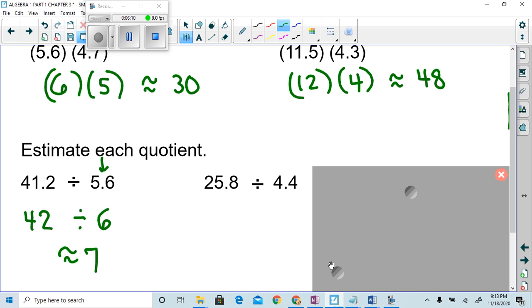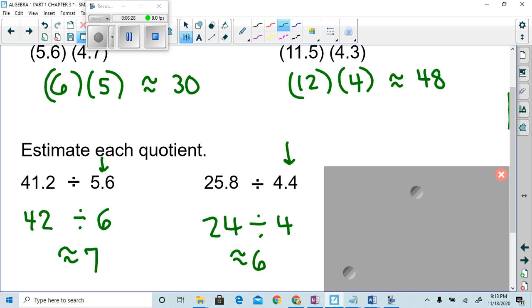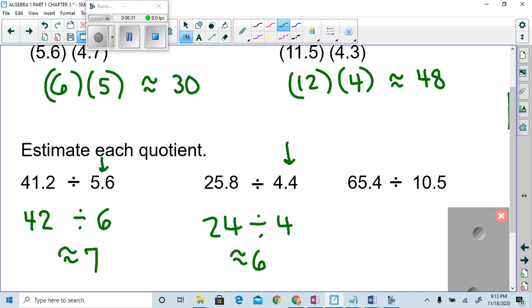In my next problem, I'm going to round my divisor, which will give me 4. I'll think of my multiples of 4 until I get close to either a little above or a little below. And this is approximately equal to 6. Last one, let's round our divisor, and that becomes 11. We'll find a number compatible. It's approximately equal to 6. So that's our review, and our assessment will be next class, and it'll be modeling something just like we did today.